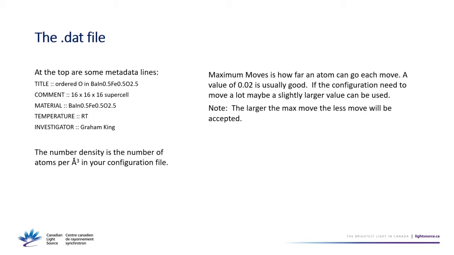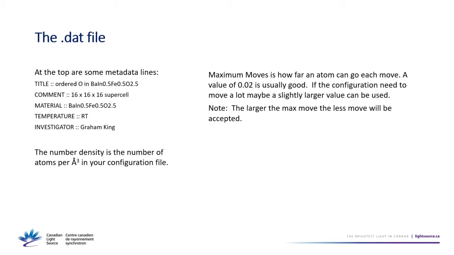So the first thing you really need to choose is the maximum move. That's the most an atom will move each random move. And this is usually a pretty small value. Usually about 0.02 works well. If your configuration is quite far off from what you think it needs to be, you can make this a bit larger at first, and then maybe make it smaller later.